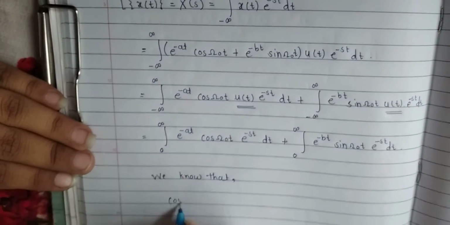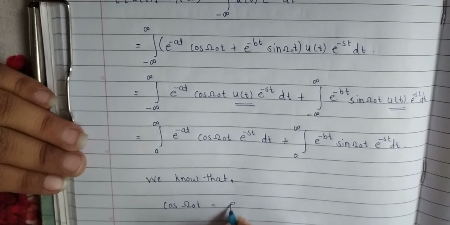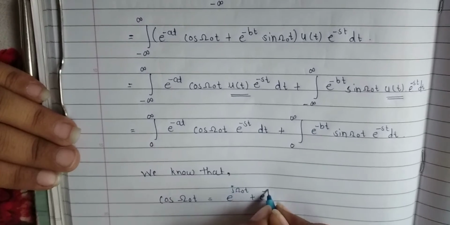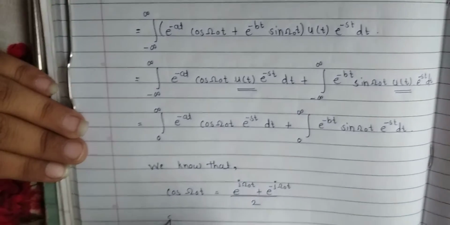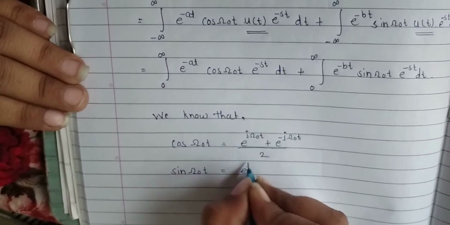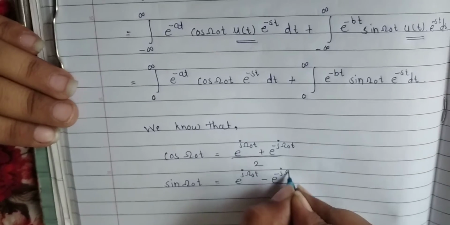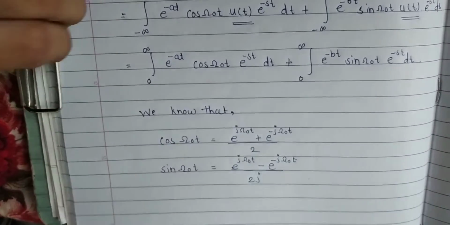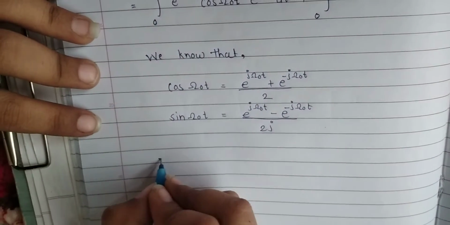Now we know that cos omega naught t is also represented as e raised to j omega naught t plus e raised to minus j omega naught t divided by 2, and sin omega naught t is represented as e raised to j omega naught t minus e raised to minus j omega naught t divided by 2j. So we substitute these values into the above equation.